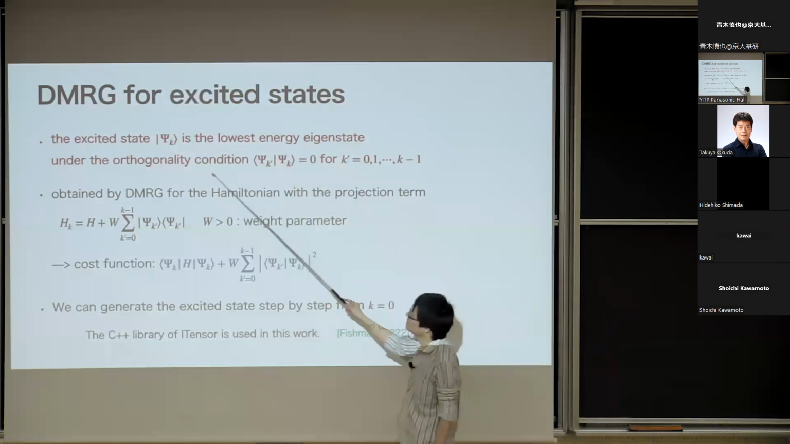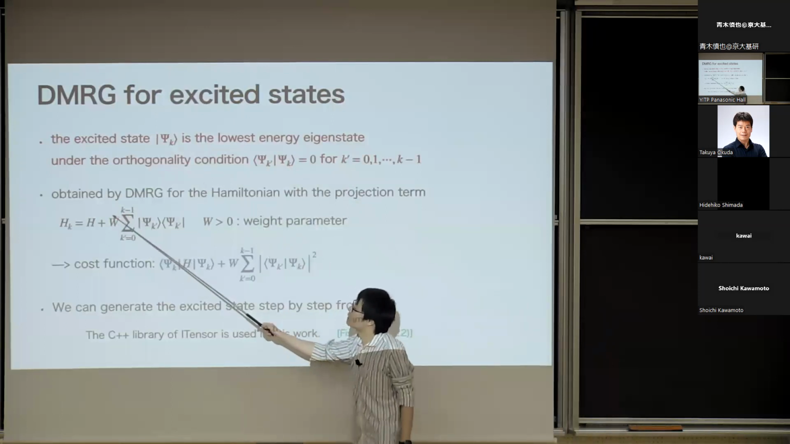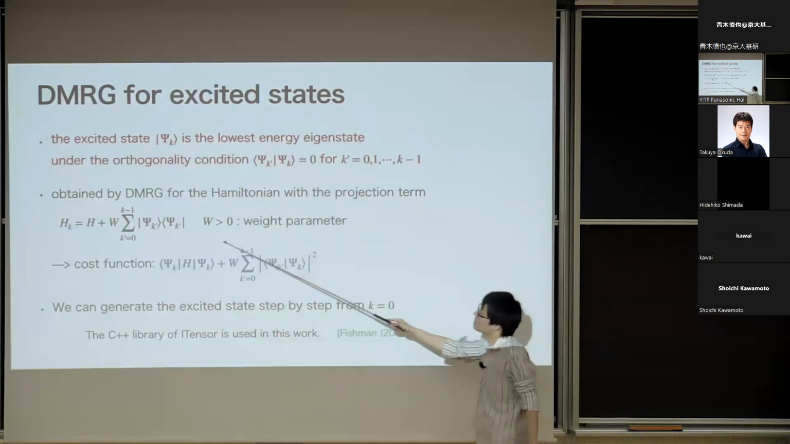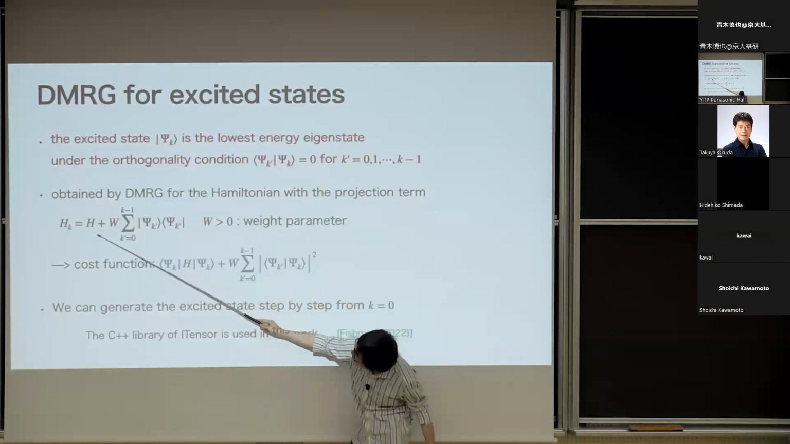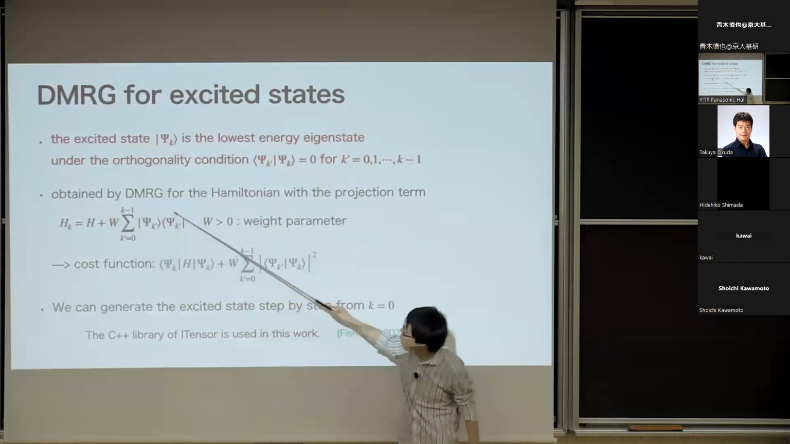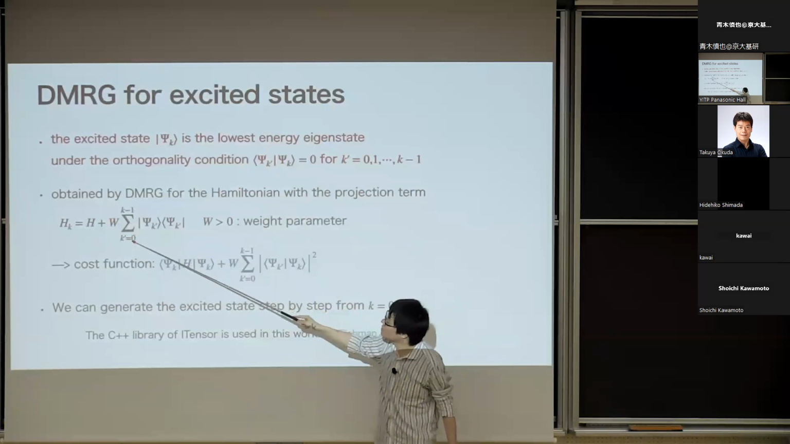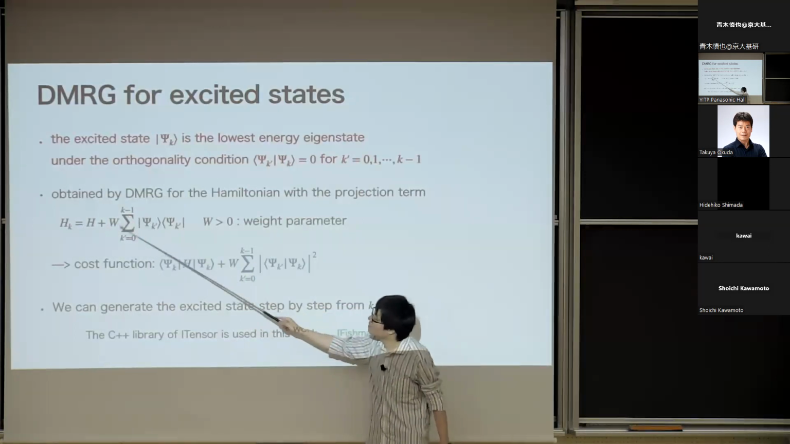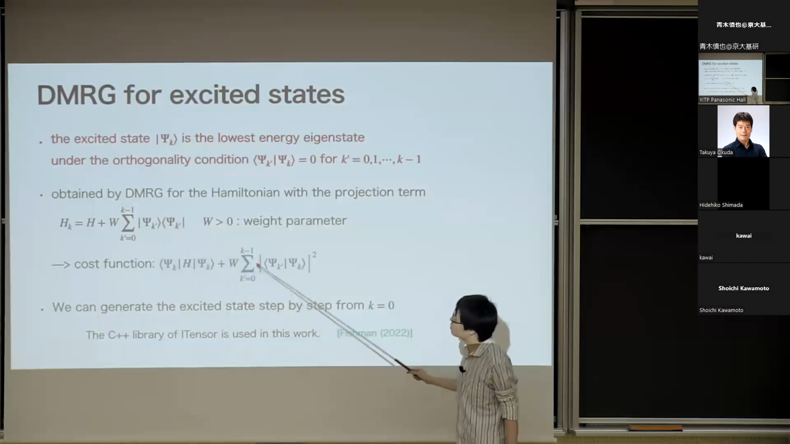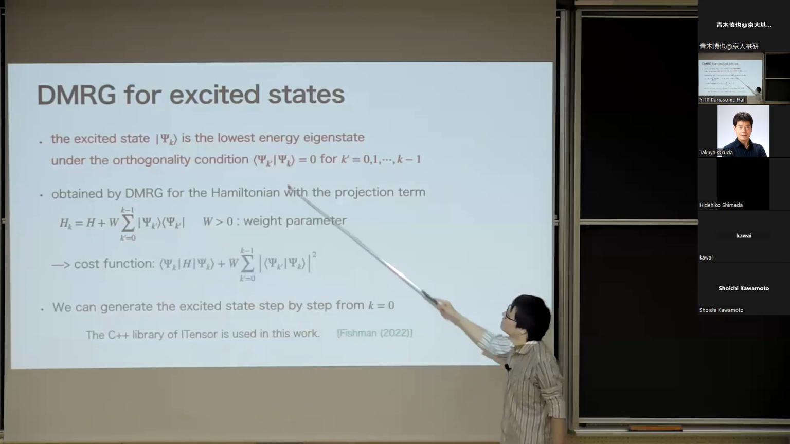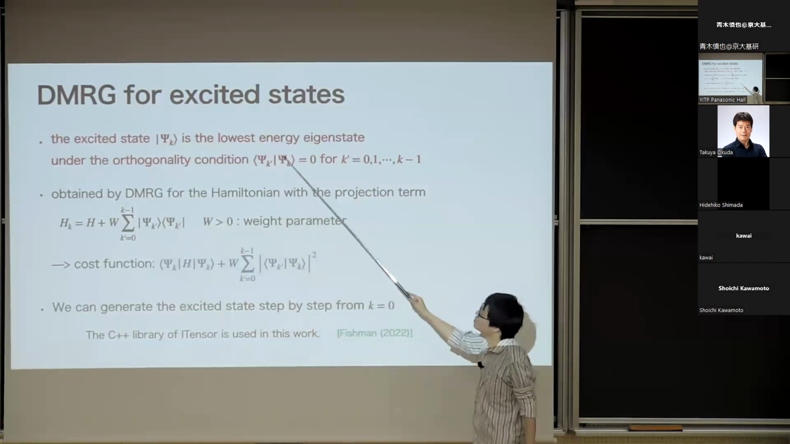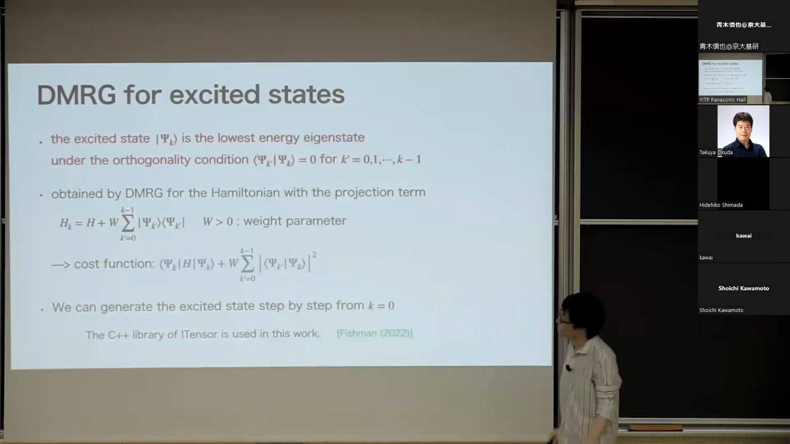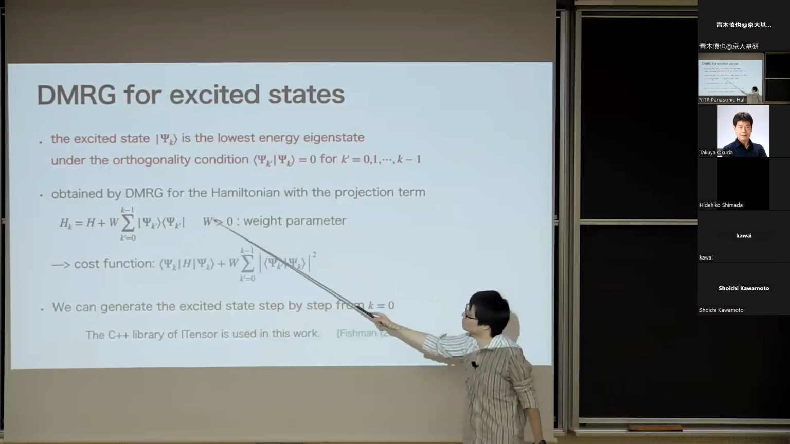Using this fact, we can obtain the excited state by DMRG by modifying the Hamiltonian like this. Here is the original Hamiltonian, and this part is a projection term. This term runs from the ground state to the K minus 1 state. This term plays the role of a cost term, which imposes this orthogonality. The cost function is there. And W is some positive weight parameter.